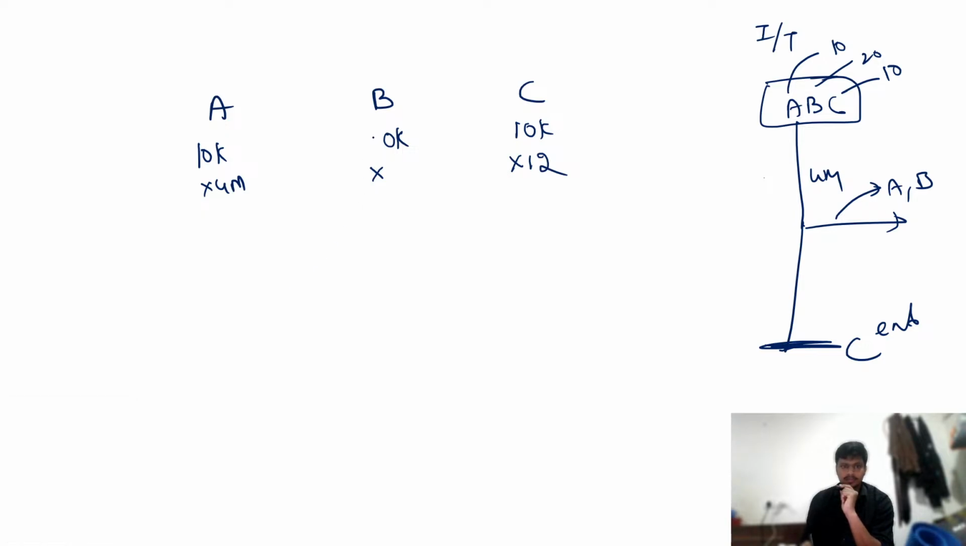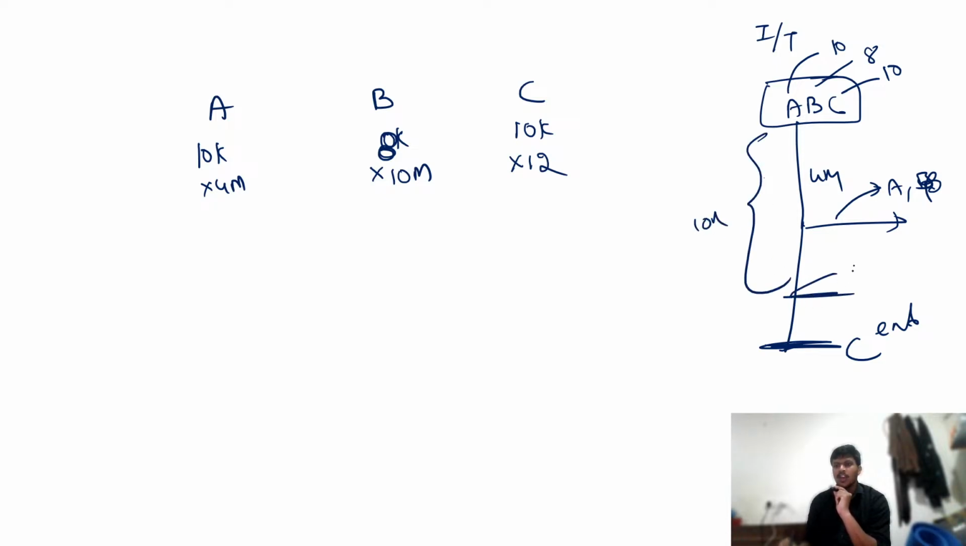So we'll do one thing. 10 months. So it will make it further easy. I will just repeat the problem once again. A, B and C started a business by investing 10k, 8k and 10k. A left the business after 4 months. B left the business after 10 months from starting. And C continued to do the business till the end of the year.